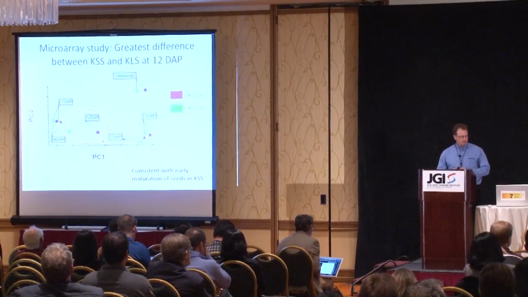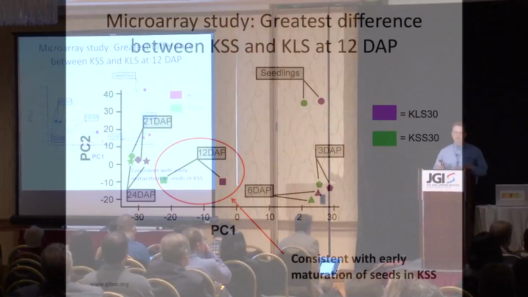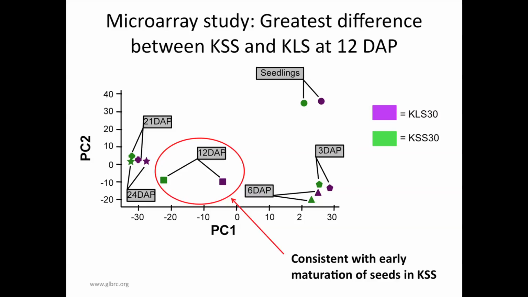Here's the clustering of that microarray study. In general, you can see that there wasn't a lot of difference between the 2 populations. At the seedling stage, they were quite similar in expression patterns, 3 and 6 days after pollination quite similar in expression patterns, and similarly 21 and 24 days after pollination. But at 12 days after pollination, there was a dramatic difference in expression pattern.